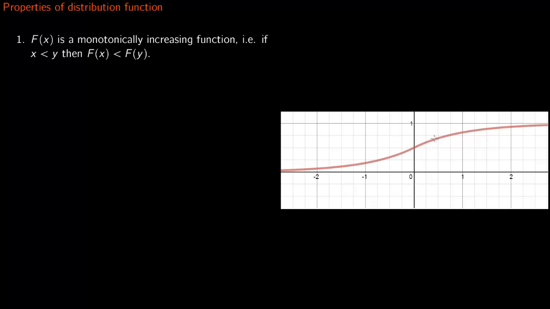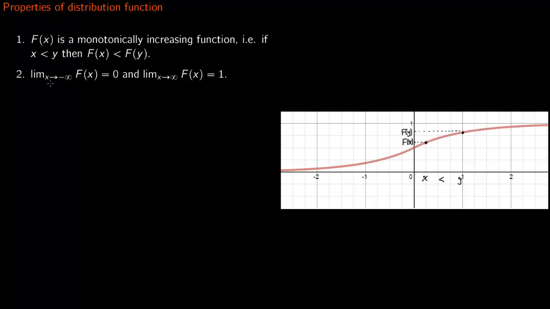To see this, you look at it like this. You pick up 2 points, x and y here. X is here, say y is here. So you have this and you have this. So this is f of x and this is f of y. So you see that if x is less than y, f of x is less than f of y.